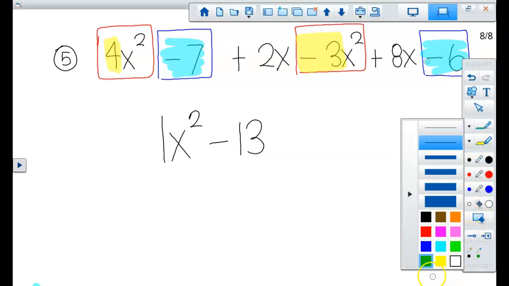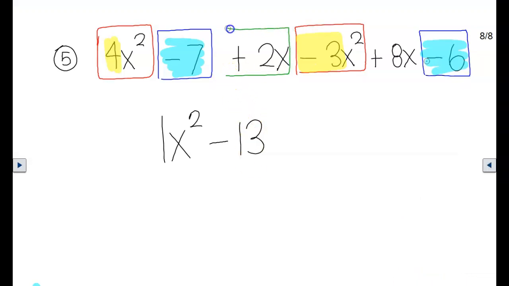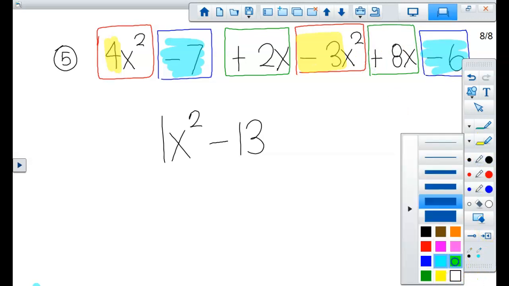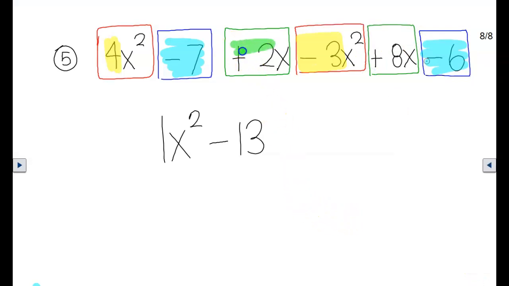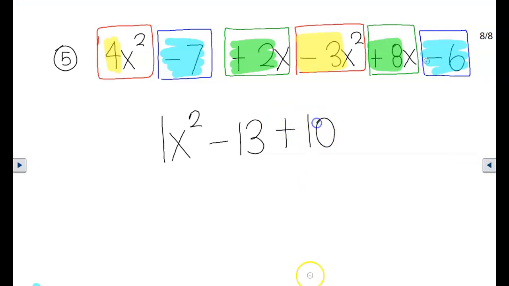Now, let's grab another color. So we're not done yet. The next term in line is plus 2x, positive 2x. Last name of x. You see right over here we have another term that is like him, plus 8x, positive 8x. So we're going to combine those two. So we are going to do a positive 2 plus 8. A positive 2 plus 8. And when we do a positive 2 plus 8, we get a positive 10. So we're going to put down plus 10, and then don't forget to bring down and reattach the same last name, which was an x.